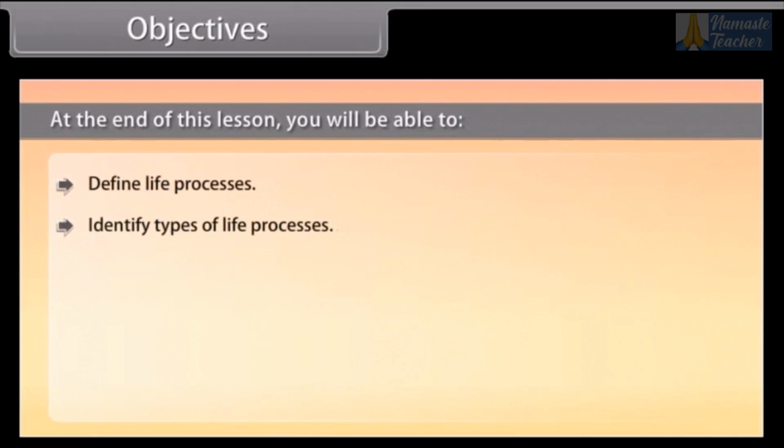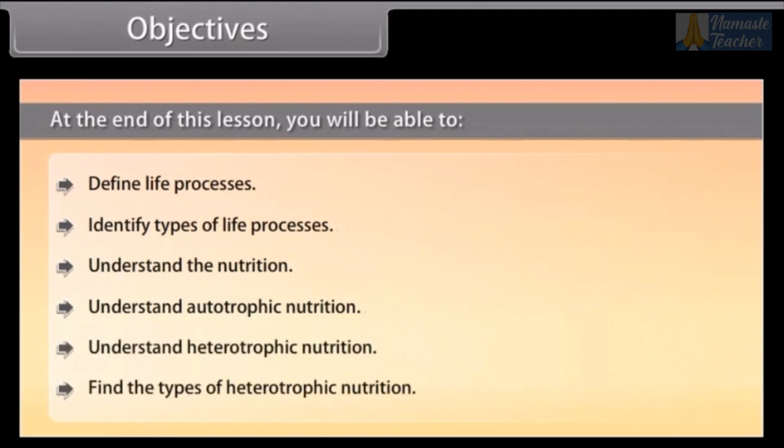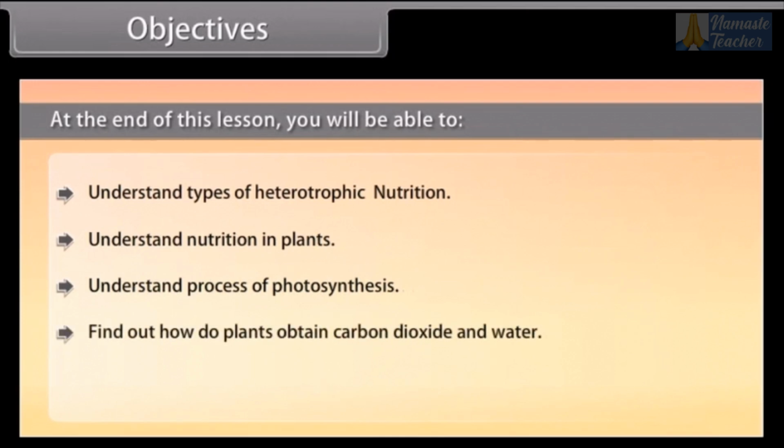Objectives. At the end of this lesson, you'll be able to define life processes, identify types of life processes, understand nutrition, understand autotrophic nutrition, understand heterotrophic nutrition, find the types of heterotrophic nutrition, understand nutrition in plants, understand the process of photosynthesis, find out how do plants obtain carbon dioxide and water, and understand the significance of photosynthesis.